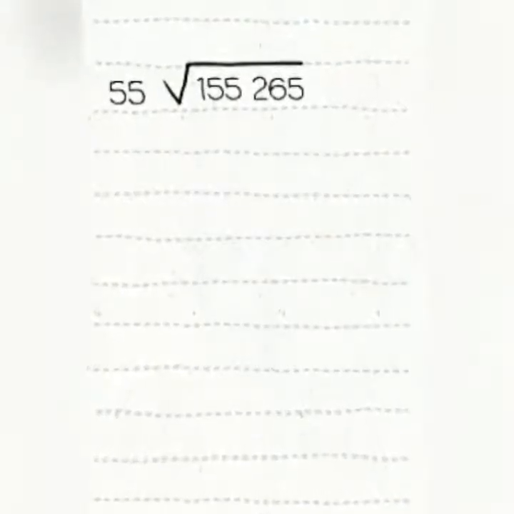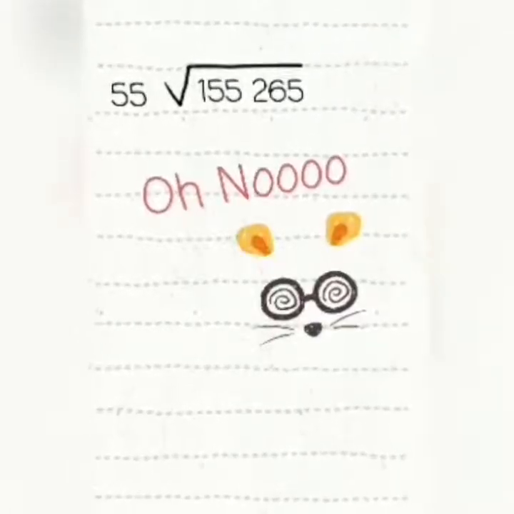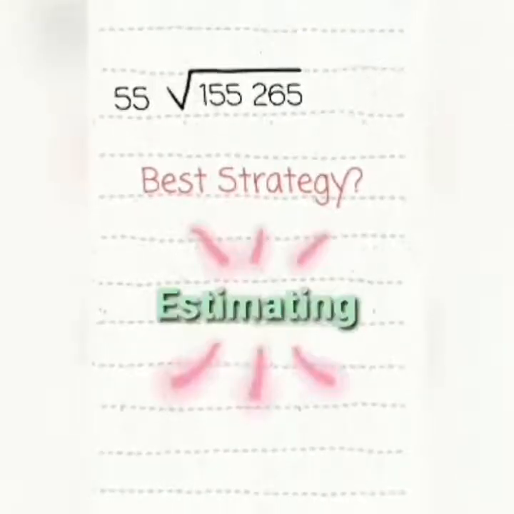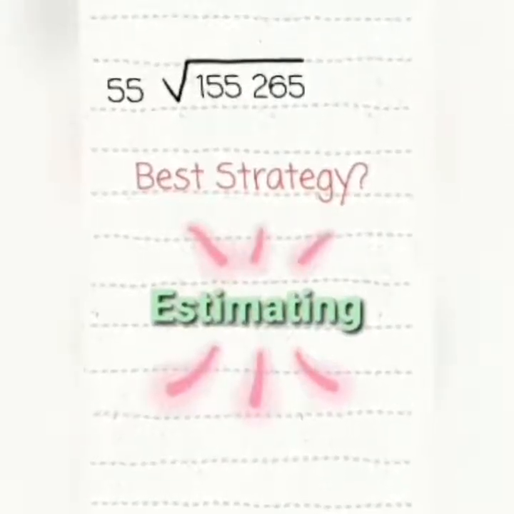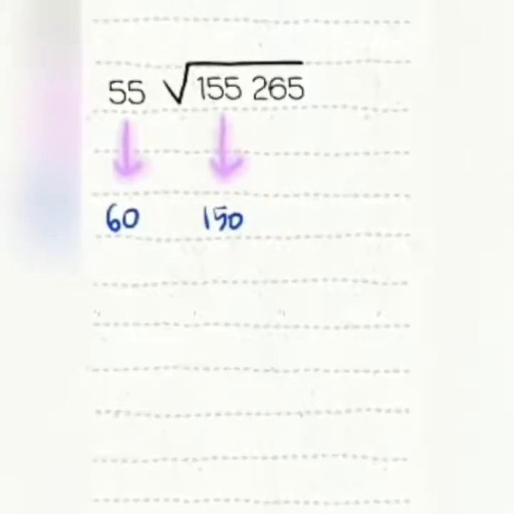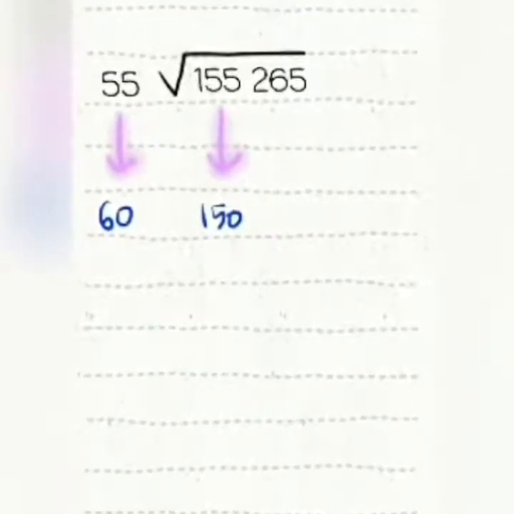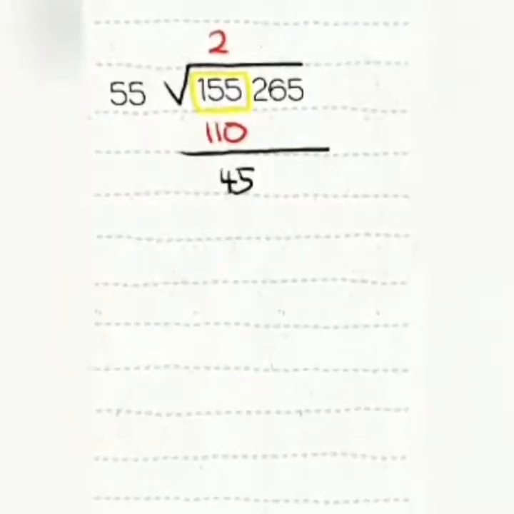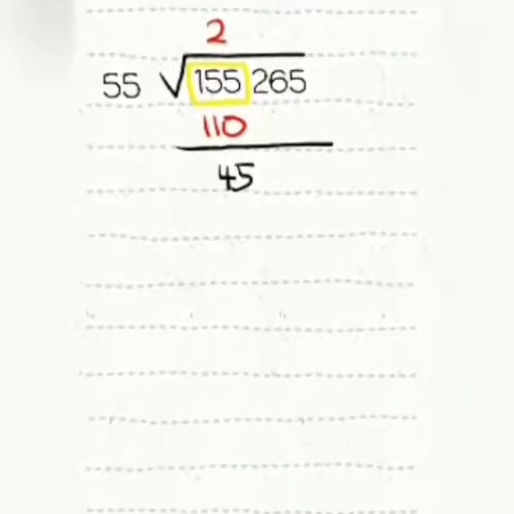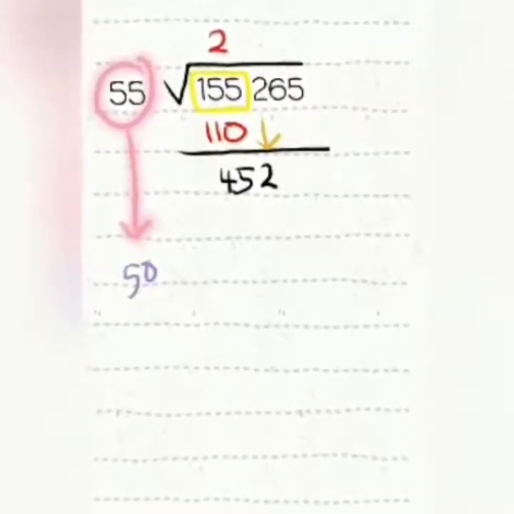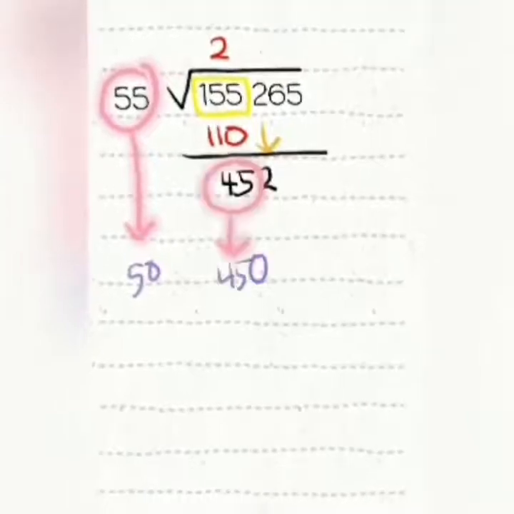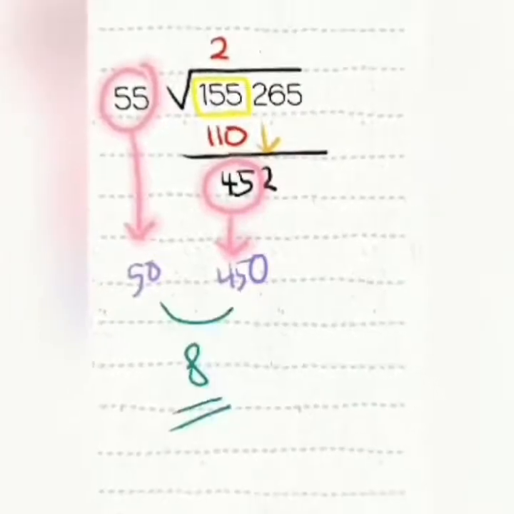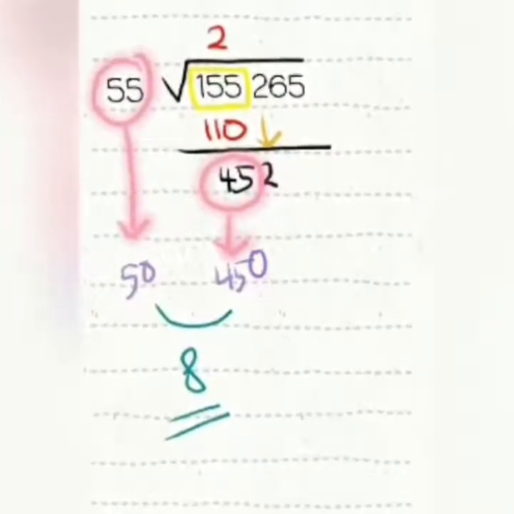So now we're going to do long division. Oh no, this is actually really hard. But I actually know a way to do long division easily, and it's to estimate. So first we've got to estimate 55 into 60 and 155 into 150, and then it becomes 2. And then you put the 2 on there, and then you actually do the math, and then you have a 45 remainder. Then you put down the 2 and you simplify it to 50. Then you put down the 2 and then you simplify that number into 450. And then you divide them, it becomes 8.